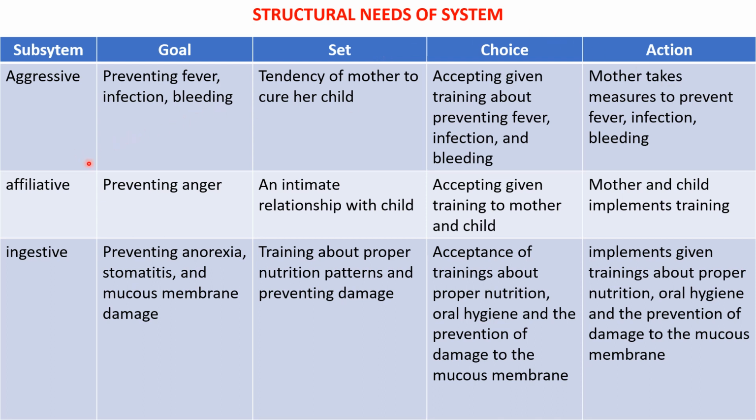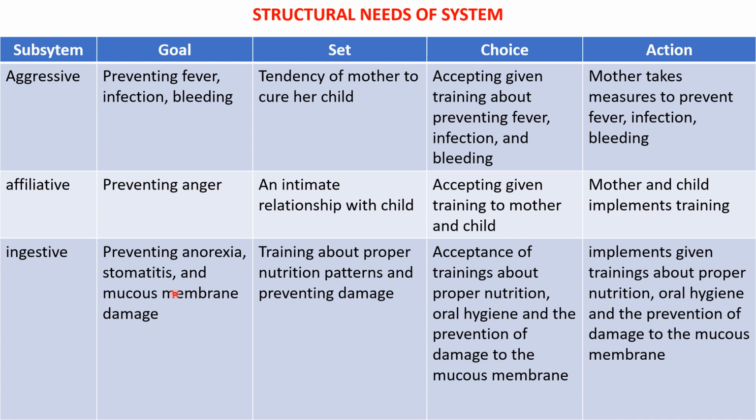For example, the child's affiliative system. In the affiliative system, the child is having anger, we told. So the goal is to prevent anger. What is the set of things we need to do? An intimate relationship should be maintained with the child. The choice is the mother and child can accept the training or refuse the training. If they are accepting the training, they will be implementing that action. If they are refusing, they won't be doing that action.